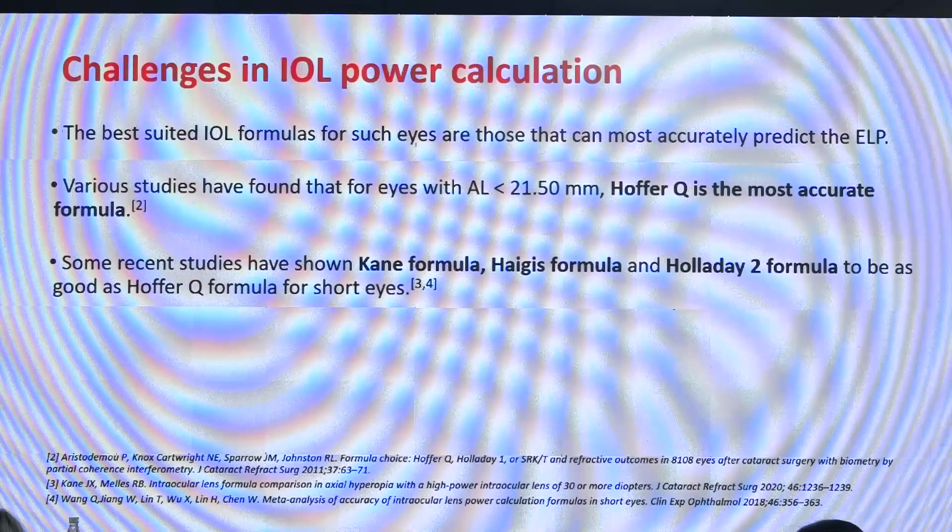And coming to IOL formulas, the best formulas for such eyes would be those that can most accurately predict the ELP. Various studies have found that for eyes with axial length less than 21.5, Hoffer Q is the most accurate formula. But recent studies have shown that newer formulas like the Kane formula, Hagis formula, Holladay 2 formula and Barrett's 2 formula are as good as Hoffer Q for short eyes.